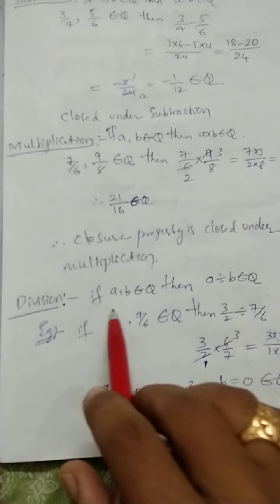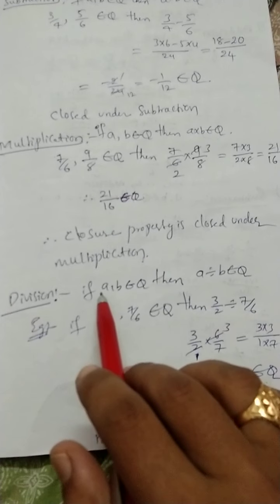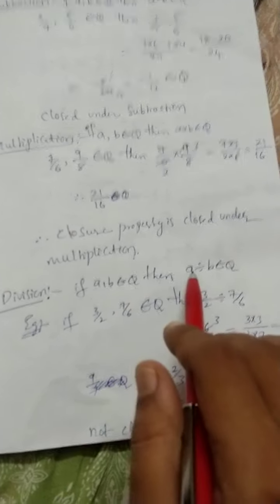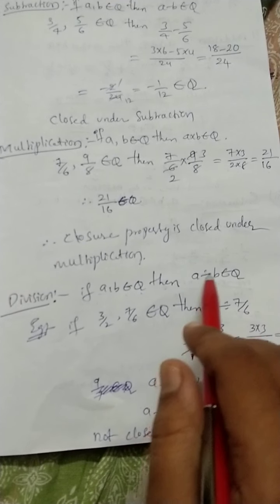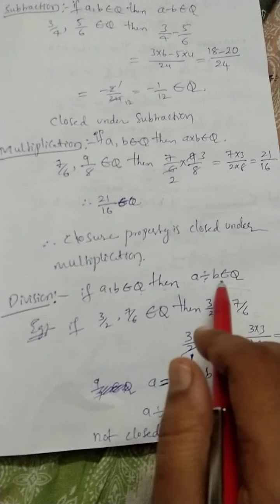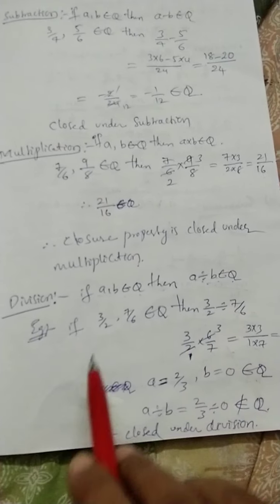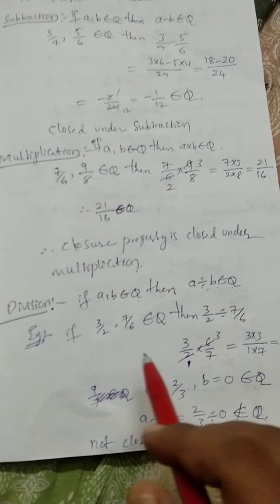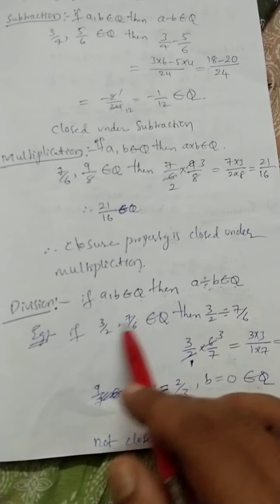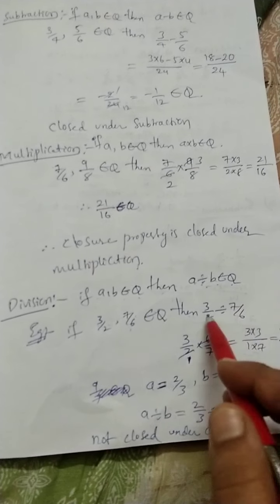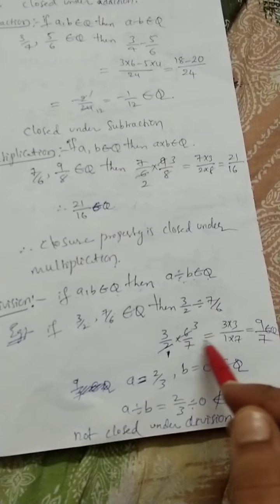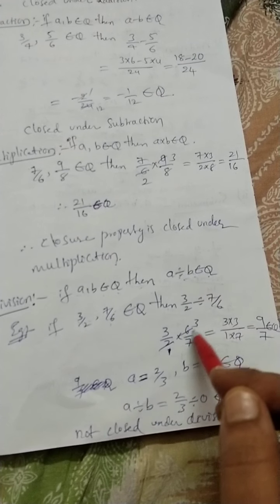Division. In this, if any two rational numbers are divided, the quotient is also a rational number. I took two rational numbers and did the division operation on them. So 2 1s are 2, 2 3s are 6.